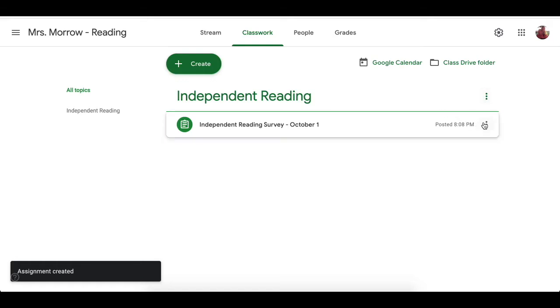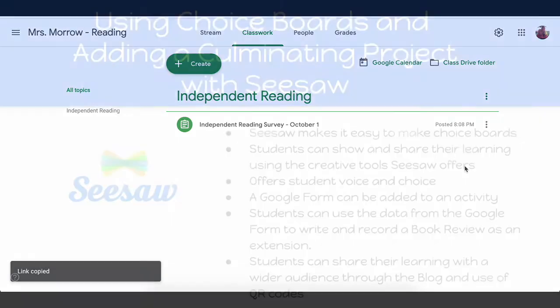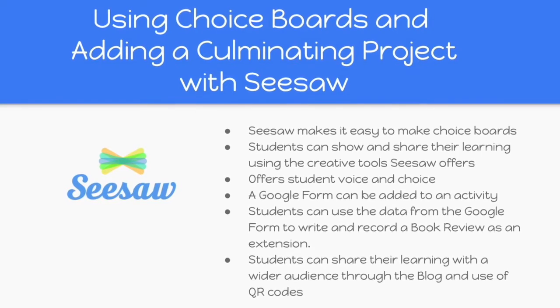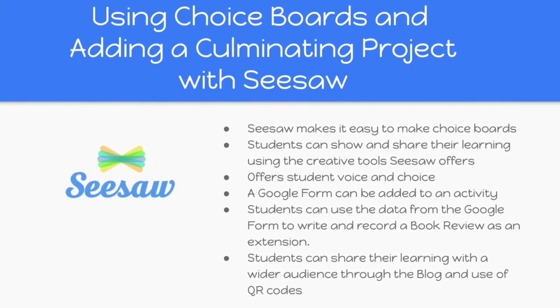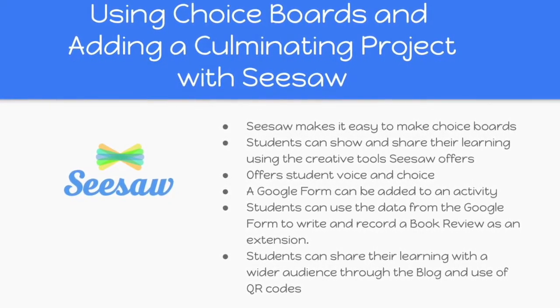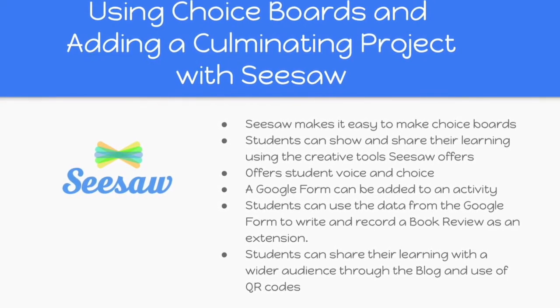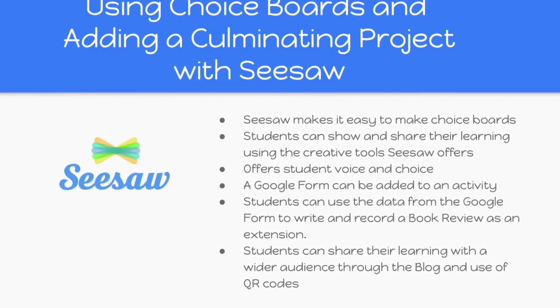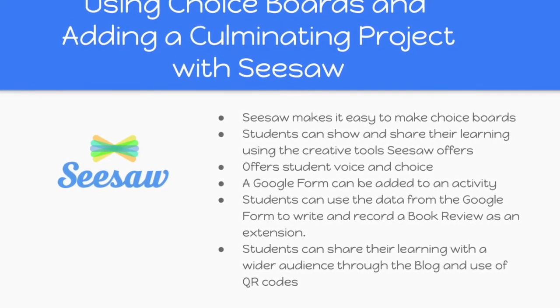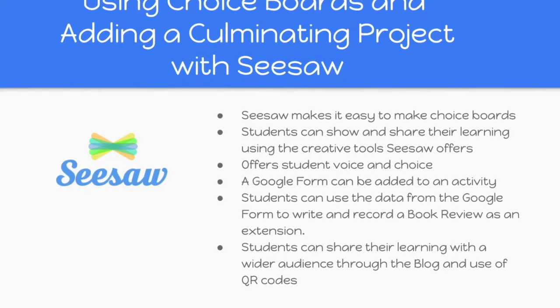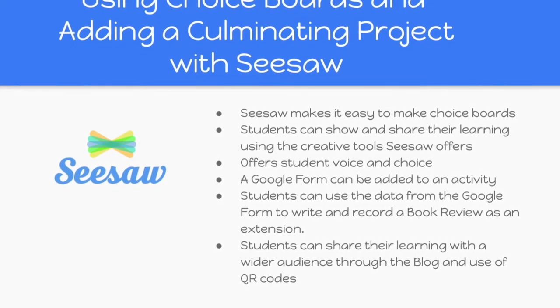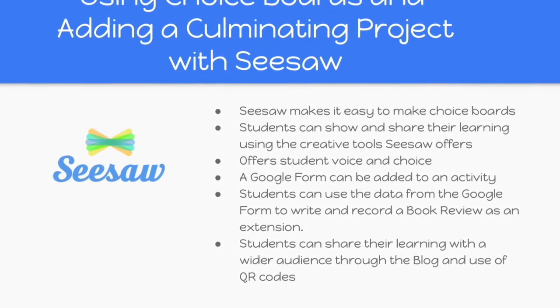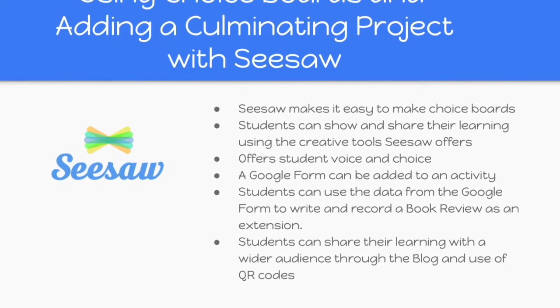Here, at the 3 dots, we can copy that link to use in our Seesaw activity. A Seesaw activity was the perfect choice for adding our Google form. We created a choice board for the weekly activities so students had the option of using all Seesaw's creative tools to choose how they wanted to show their learning. Using the Google form, they also are able to extend the activity by giving a book review and then sharing that on our blog or with a QR code.